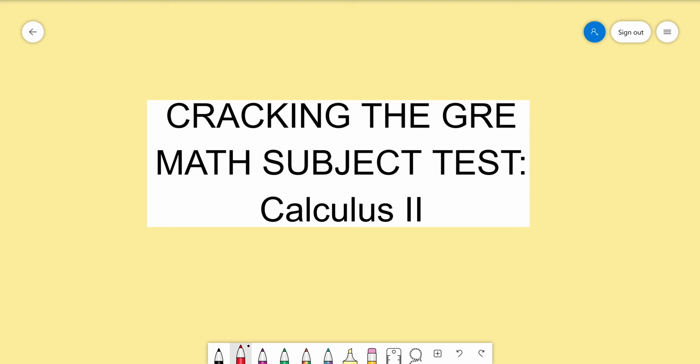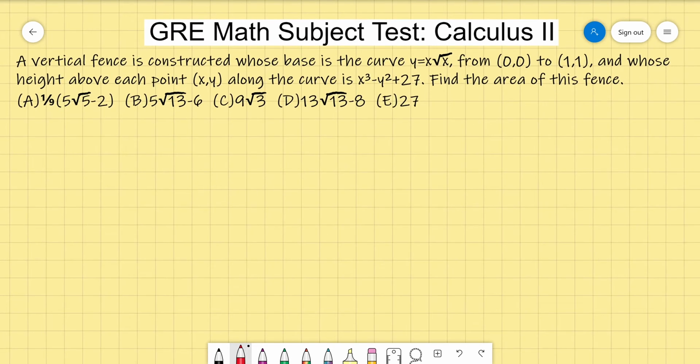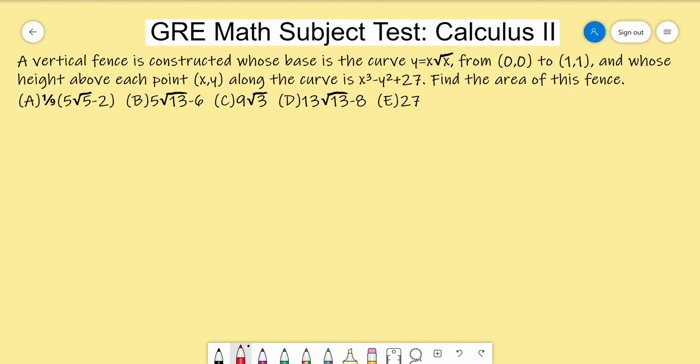This is Calculus 2. We're on problem number 24. In this problem we're told that there's a vertical fence whose base is the curve y equals x root x from (0, 0) to (1, 1). And the height above each point along the curve is the function x cubed minus y squared plus 27. We need to find the area of the fence.